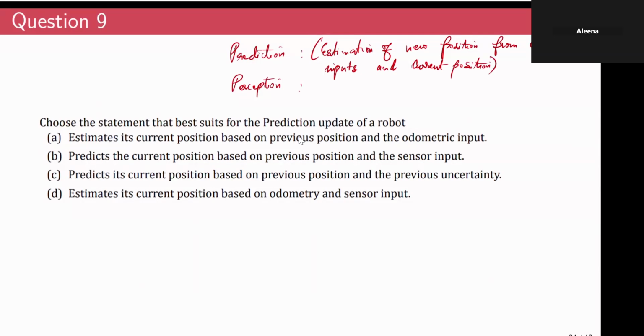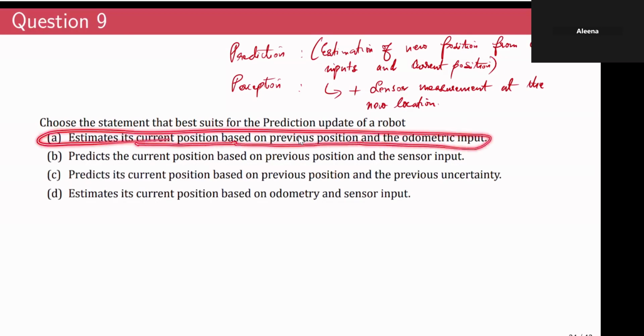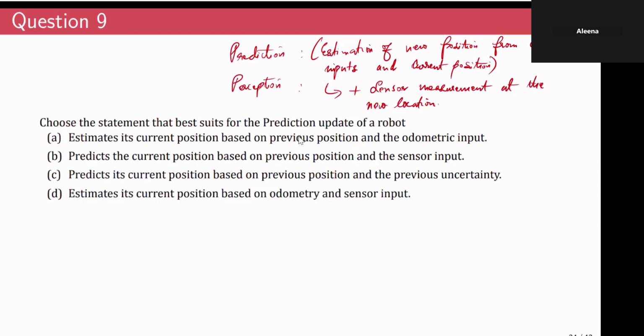Right? Whereas perception is everything from the prediction plus sensor measurements, at the current time or at the new location. So the question asks you to choose the statement that best suits the prediction update of a robot. The first statement says estimate the current position based on the previous position and odometric input. That is true, though, right?